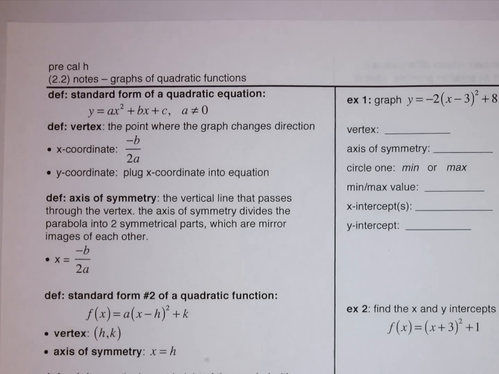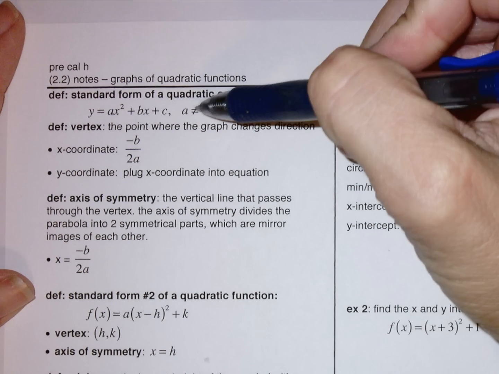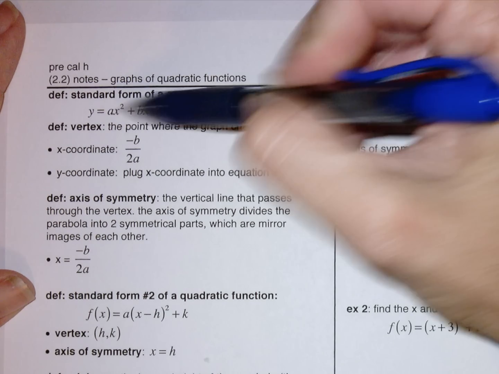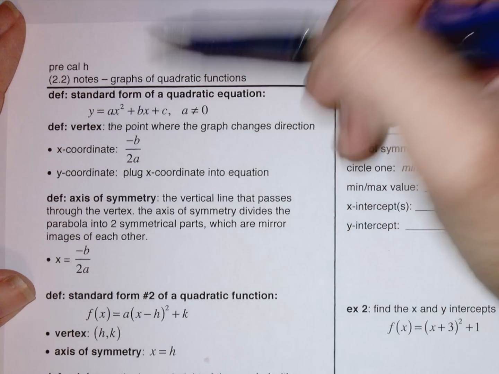Alrighty, today's lesson is 2.2, which is graphs of quadratic functions. Now we've already seen the parent graph for quadratics, but today we're just going to focus a little bit more on the different types of equations that quadratics can come in. So the first form right here is called the standard form, and this is what we see when we work with the quadratic formula when things are multiplied out.